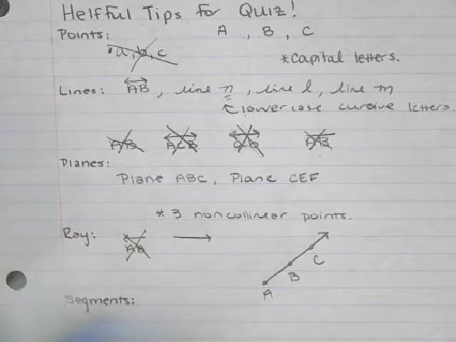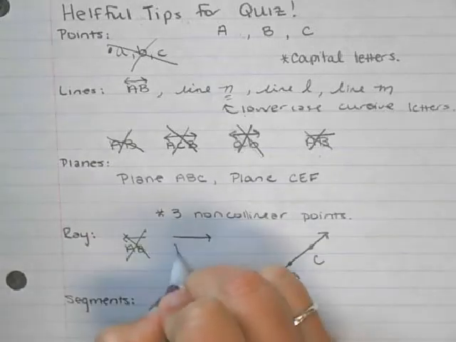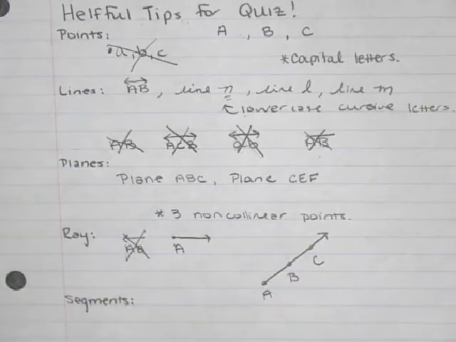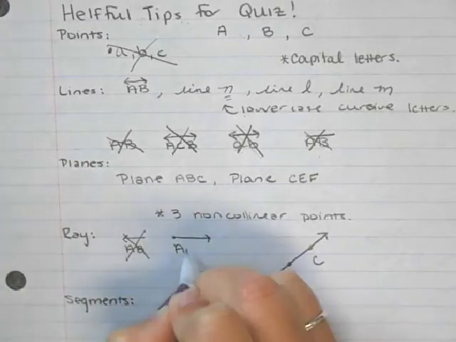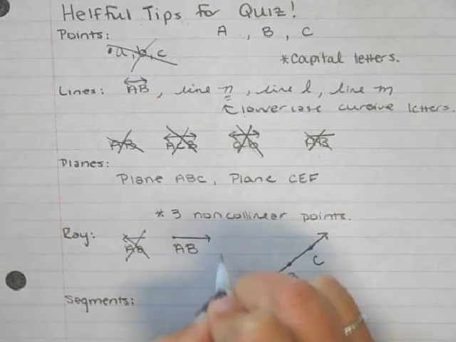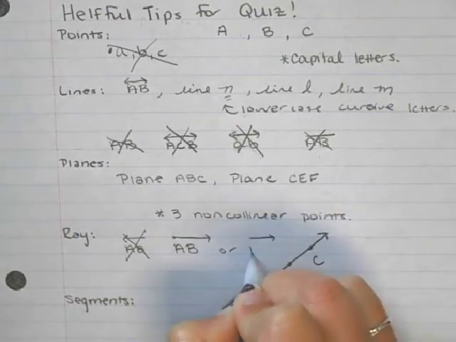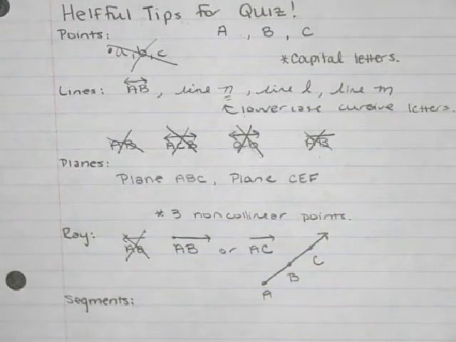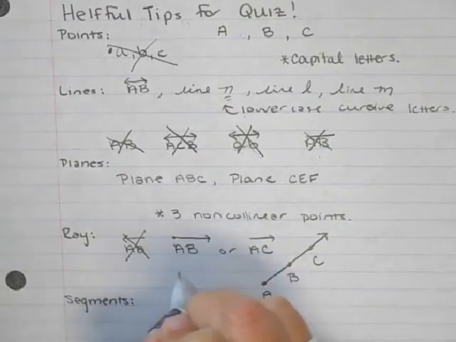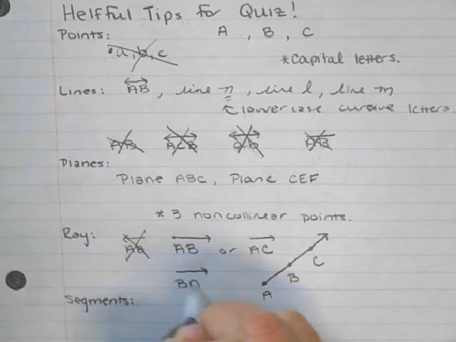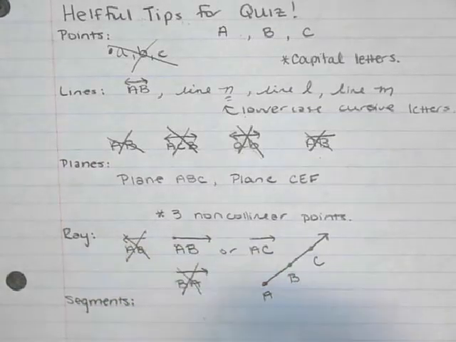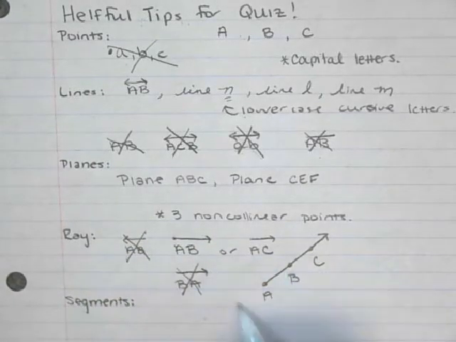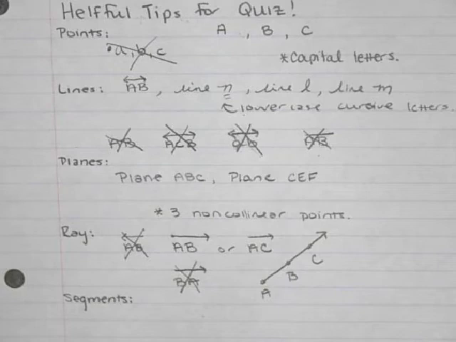If I want to name this ray, I have to name it with the A at the endpoint, and it can go towards B or it can go towards C. So I can name this using either of those two ways. Okay? However, I cannot name it BA. That's not going to work because my B is not an endpoint. It's going in the opposite direction. Okay? And A is the endpoint, so the A has to be on the endpoint. Okie doke.